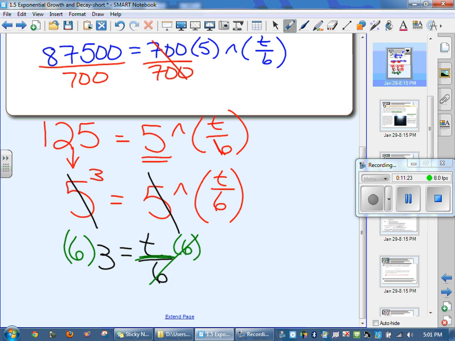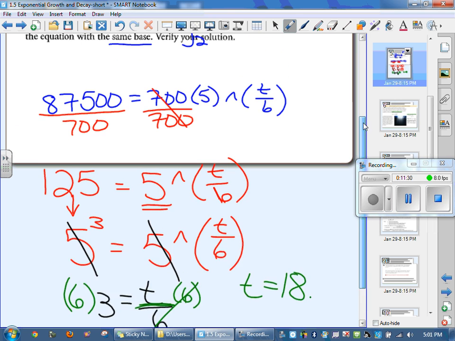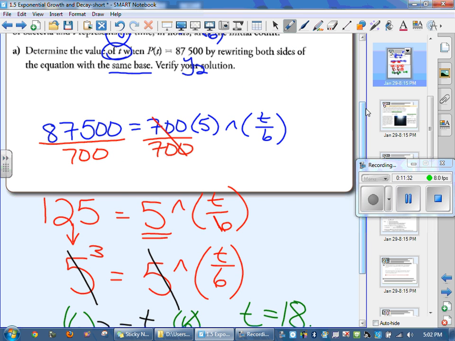Now let's take a look at what that means in terms of the question. So t equals 18, that means it's asking us when, okay? And we know that t is the time in years. So we know that in 18 years, the population will be 87,500. Okay, that's how long it's going to take us, or 18 hours, not years, pardon me. It's going to take 18 hours for the population to reach 87,500. Okay, let's take a look at the next example.